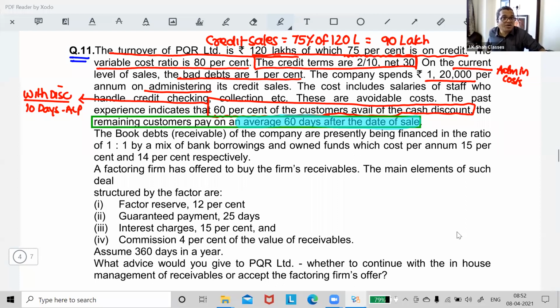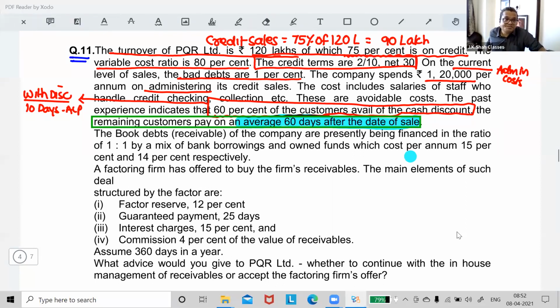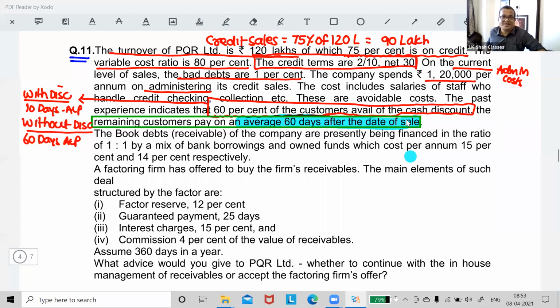See, it's very important to understand in the existing plan with a discount 10 days, without discount, straight away 60 days. Do you understand this? Coming to the point, Karina, right? Smart girl.